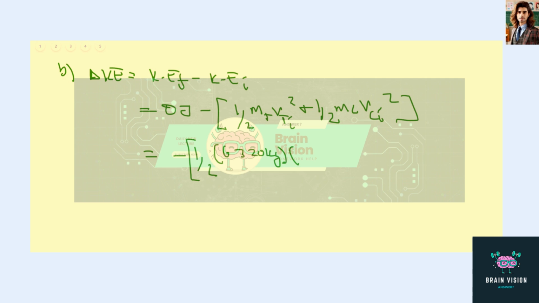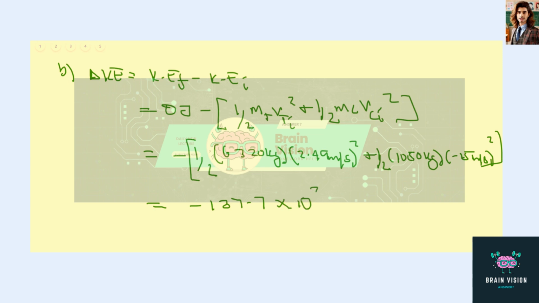Times the initial velocity of the truck. Remember, this is the velocity that's going to make them stop when they collide with each other. And then this is plus 1/2 times the mass of the car, 1050 kilograms. The initial velocity in that case was negative 15 meters per second, squared. When you simplify that, you get negative 137.7 times 10 to the 3 joules. That's the change in kinetic energy in the second case.